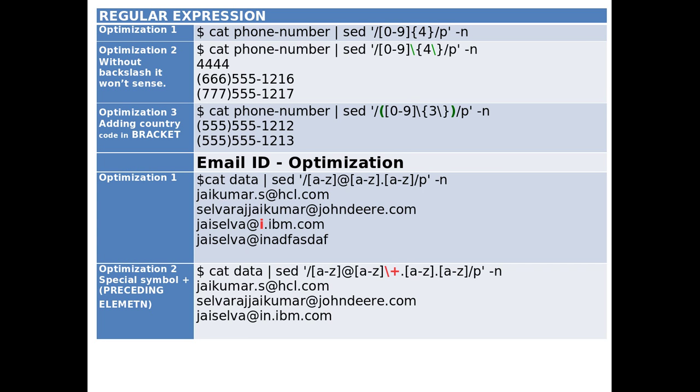To avoid this, I am going to write optimization 2. Here you can see I have marked it with the red color. After the at sign, it will not come with a single character. To avoid this problem, I have specified the plus symbol, which means one or more of the preceding element. So the dot i at i.ibm.com is eliminated.